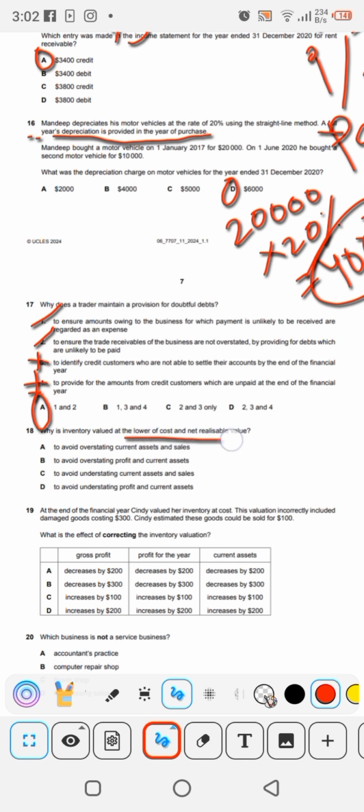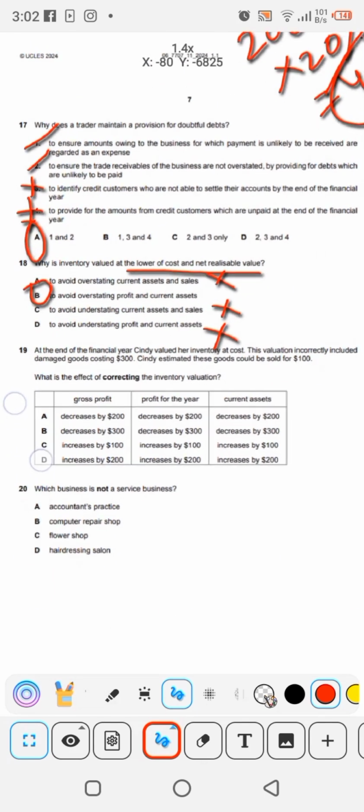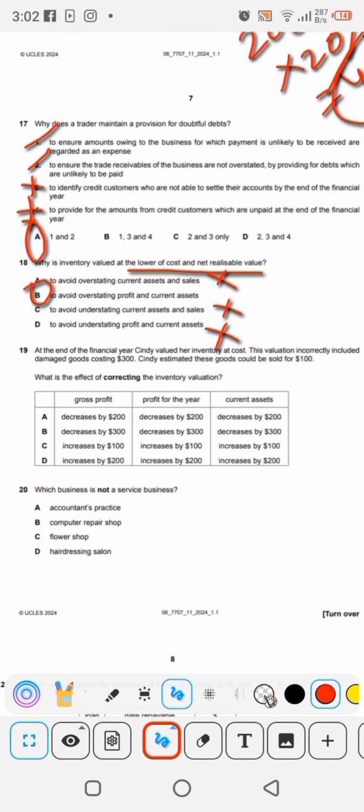So part A. So question number 18 is why is inventory valued at the lower of cost and net realizable value. So it goes with the prudence and matching concept. So according to the concept, the correct answer would be part B, to avoid overstating profit and current assets, because the closing inventory is added in current assets and the profit will be overstated if the value of inventory is overstated.